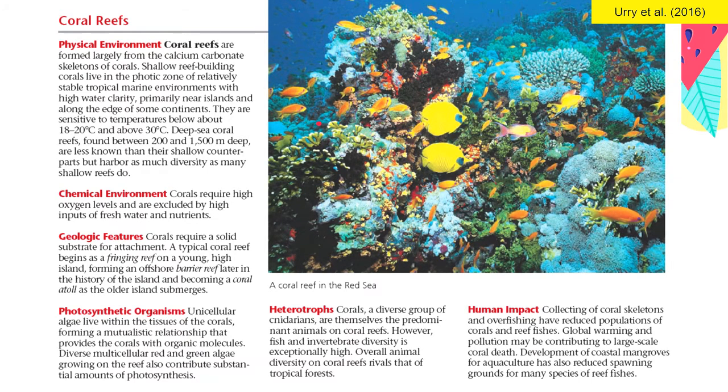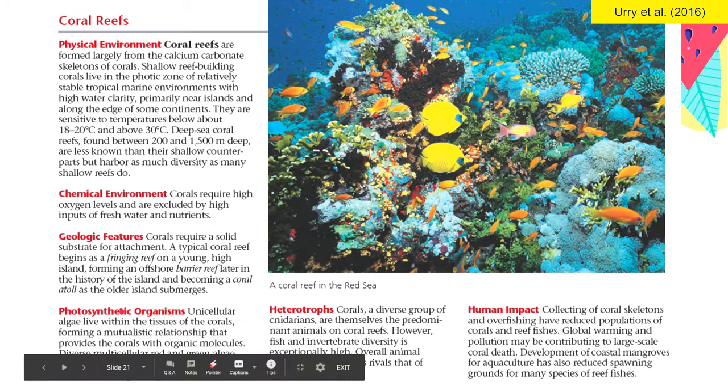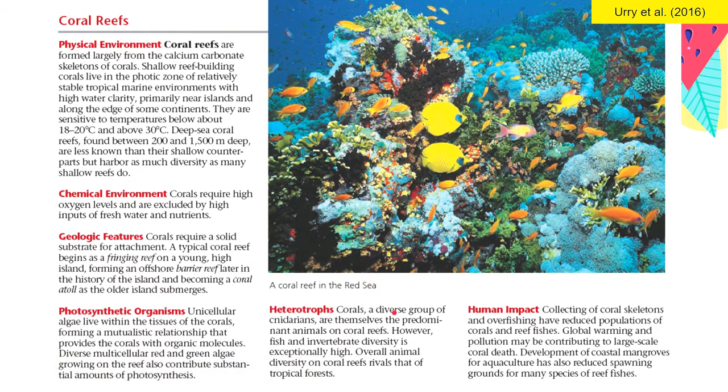Photosynthetic organisms include algae. Okay, we've seen that. Kelps. Okay, red and green algae are also found there. Corals, they have a wide, diverse group of cnidarians, different species of fish and crustaceans and all that.